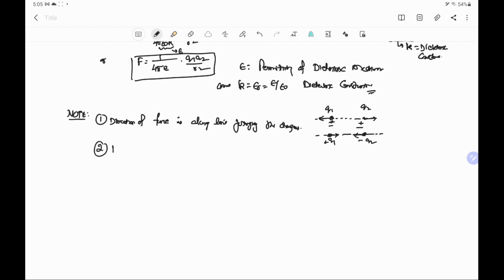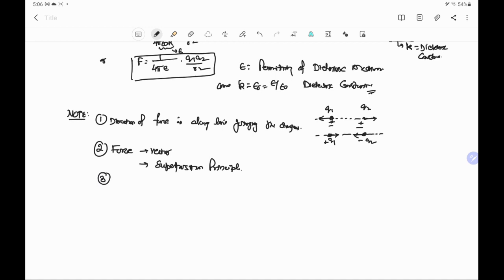Next, force is a vector quantity, so we can apply the superposition principle. That is, if we have to find the force on a particular charge due to a number of charges, then we have to find the force due to each individual charge and then add them vectorially. That will give the resultant force on that charge.